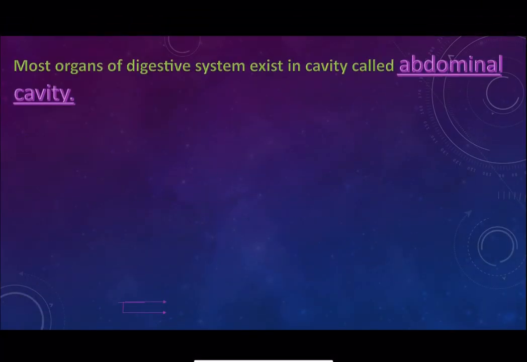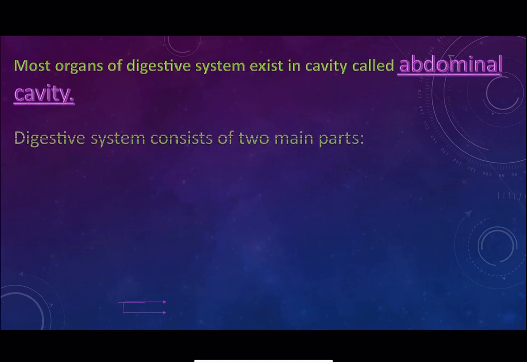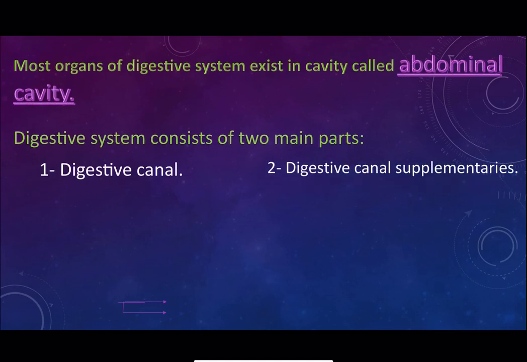Most organs of the digestive system exist in a cavity called the abdominal cavity. Okay? The digestive system consists of two main parts, which are the digestive canal and the digestive canal supplementaries. The digestive canal is a long pipe with a length from 9 to 10 meters that starts with the mouth opening and ends with the anus opening. Okay?